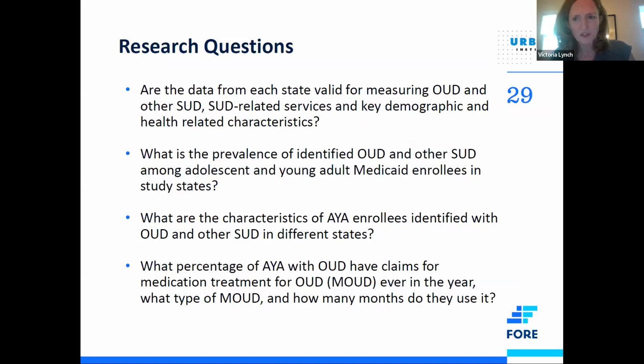So the research questions we were motivated by, first, were the data valid in different states for measuring OUD, other SUD related services and key demographic and health related characteristics? What's the prevalence? What are the characteristics of enrollees identified? And what percentage of adolescent and young adult enrollees with OUD have claims for medication treatment for OUD ever in the year? What type of MOUD do we observe, and how many months did they use it?